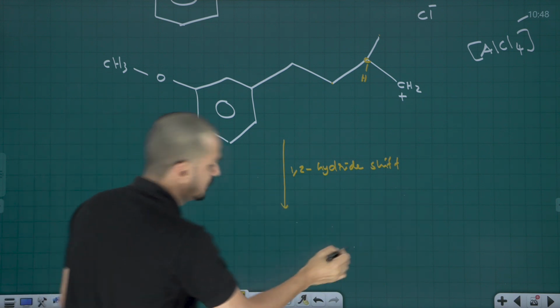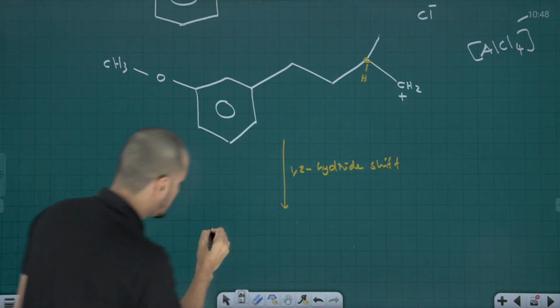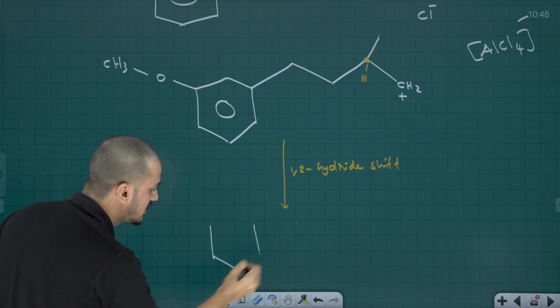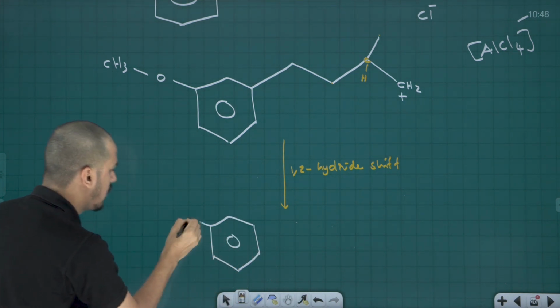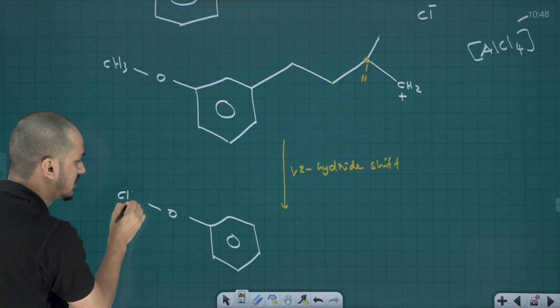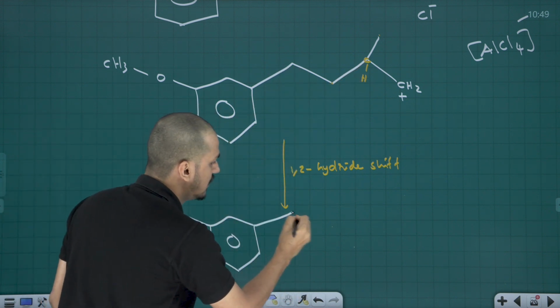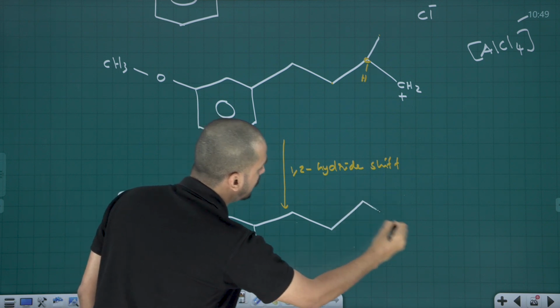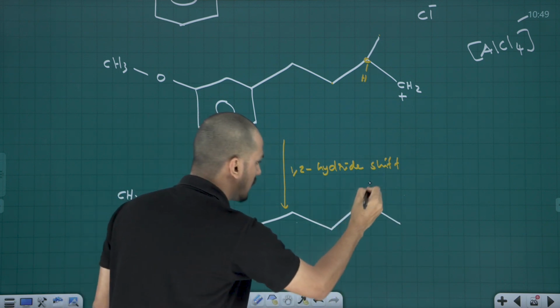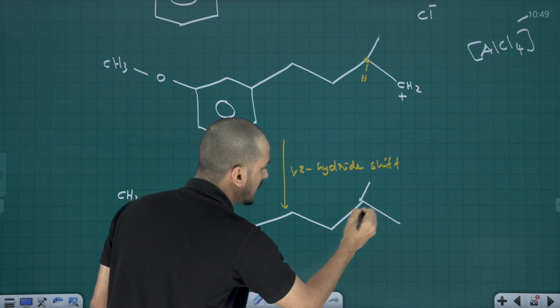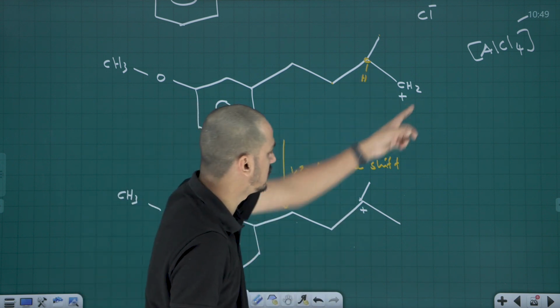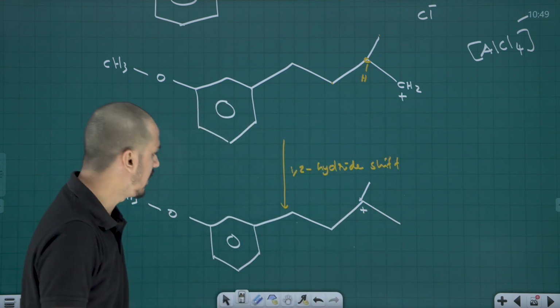You can see, benzene ring is there. Here OCH3 is there. Here 1, 2, 3 and 4. So in the third carbon, one methyl group is there. Here the plus charge will come. That H will shift to here. That becomes CH3. Now what will happen?